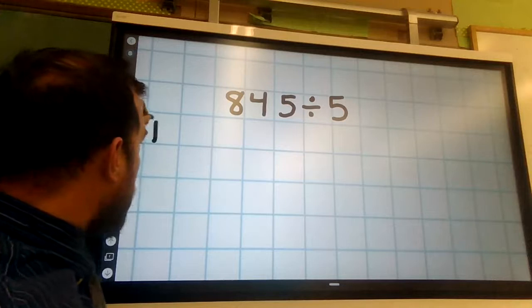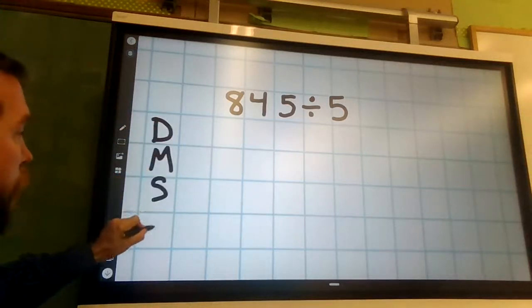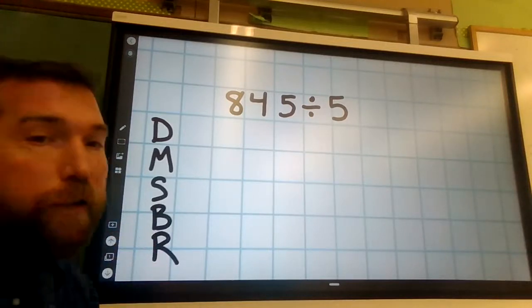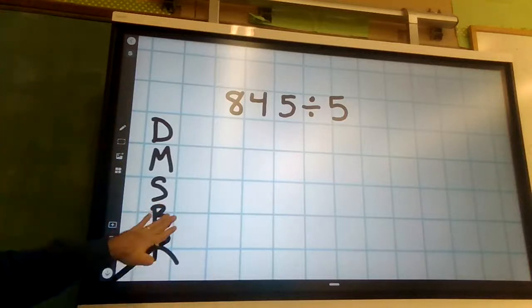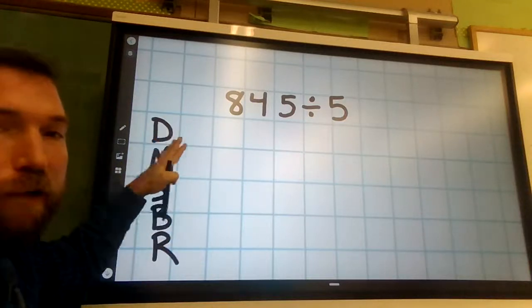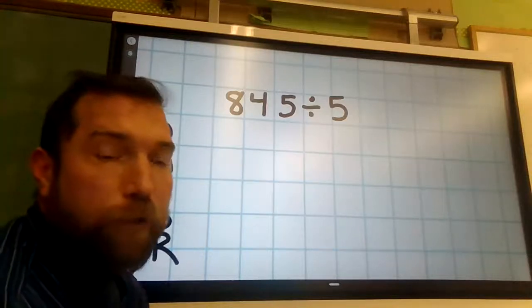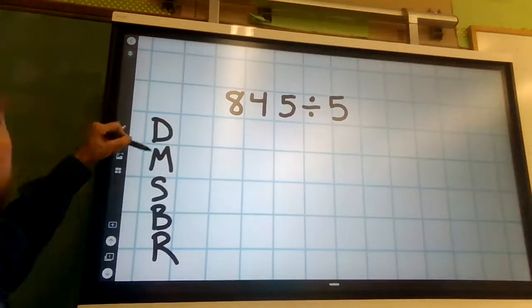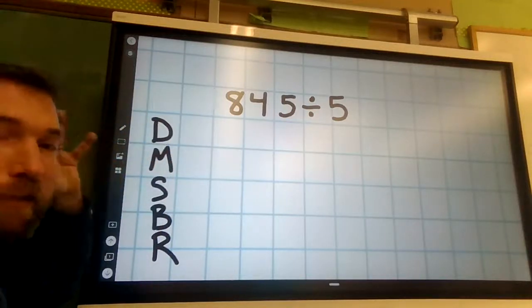Remember, my steps are divide, multiply, subtract, bring down, and repeat. That's true for all division. Sometimes, again, we don't have the B or the R, and that's okay, but we're always going to divide. I ask myself, again, the essential question, how many groups or how many teams can I make? That's basically D. M, how many did I already use? Again, I tend to think of kids in gym class.